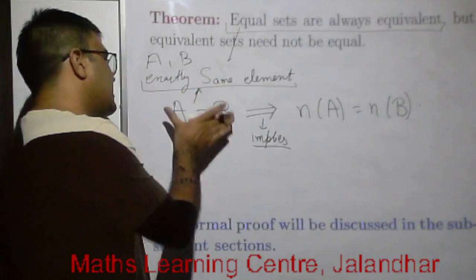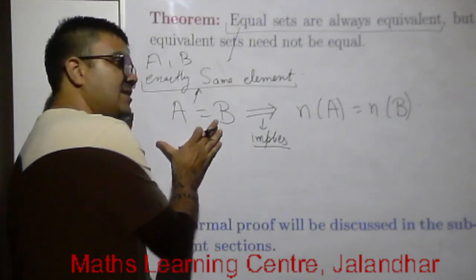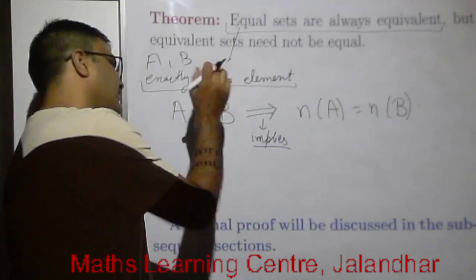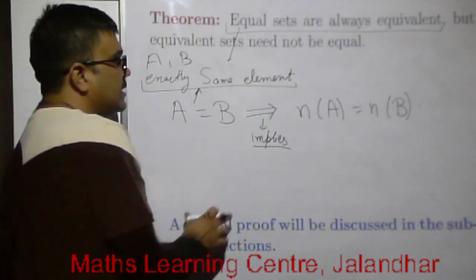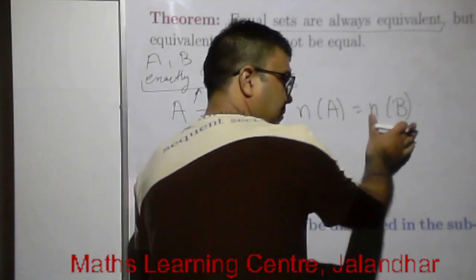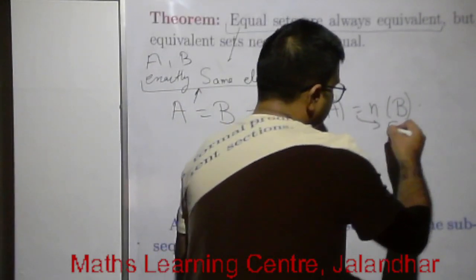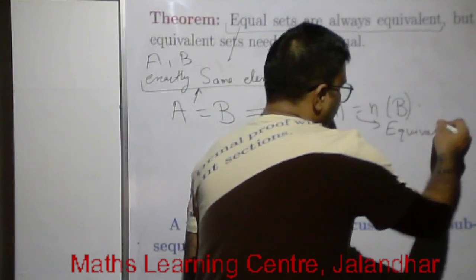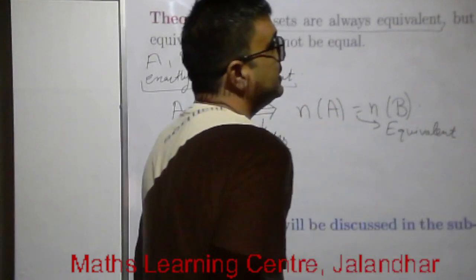We are saying two sets are equal. They have exactly the same elements. If 1, 2, 3 is an element of A, 1, 2, 3 is an element of B. It means the number of elements in A and the number of elements in B are equal. It means that these two sets are equivalent. These two sets are equivalent sets.